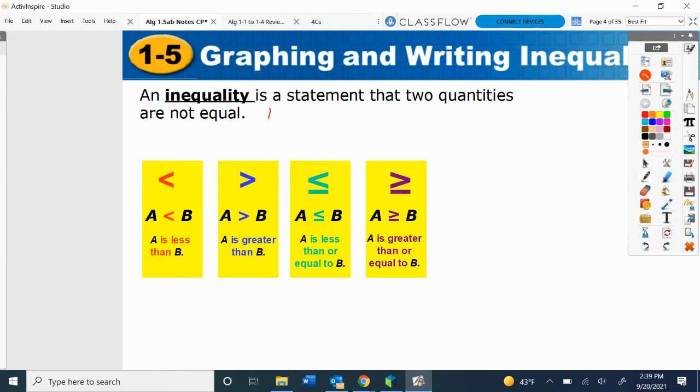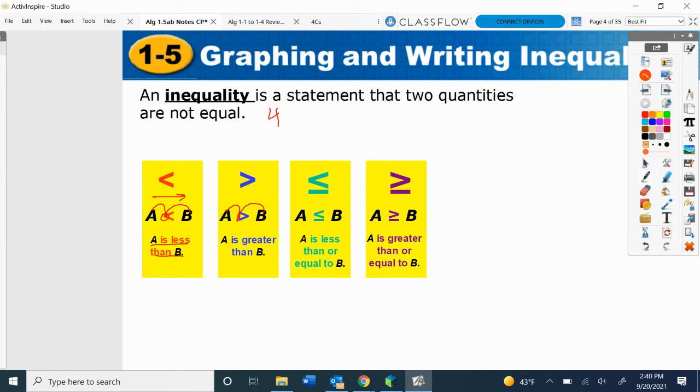There are 4 different types of inequality symbols we can use. We can have the symbol pointed this way, and that would read A is less than B. Because the small end of the symbol is pointed toward A, we'd read it as A is less than B. It always reads from left to right. If we take a look at the next one, we got A is greater than B because we got the bigger part of the symbol with A.